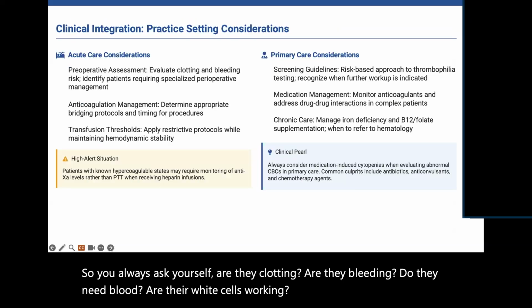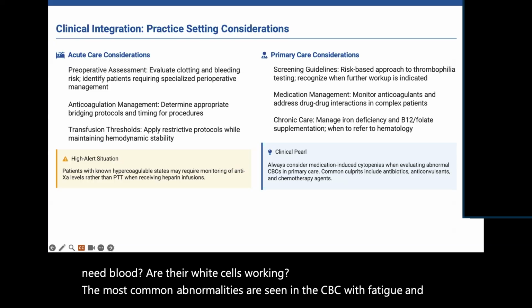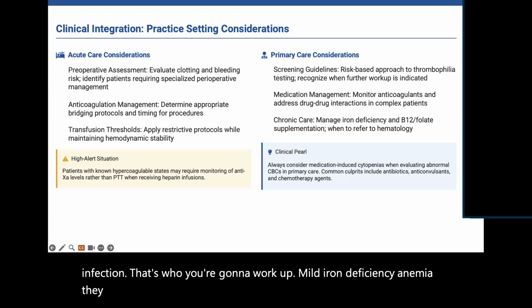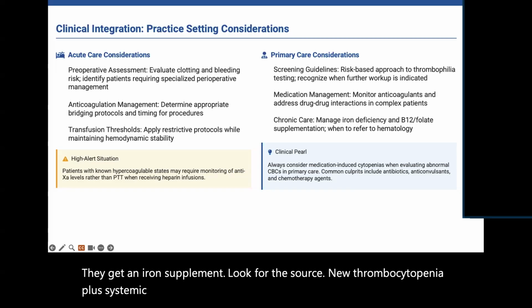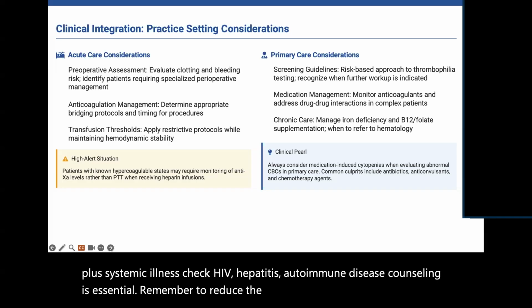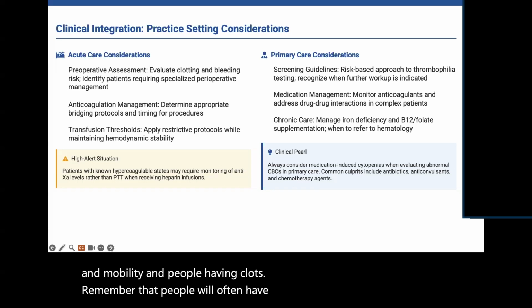So the most common abnormalities are seen in the CBC with fatigue and infection. That's who you're going to work up. Mild iron deficiency anemia, they get an iron supplement, look for the source. New thrombocytopenia plus systemic illness, check HIV, hepatitis, autoimmune disease. Counseling is essential. Remember to reduce the oral contraceptives, smoking, obesity, immobility, and people having clots. Remember that people will often have overlapping risk factors.